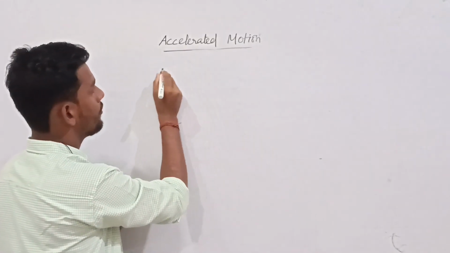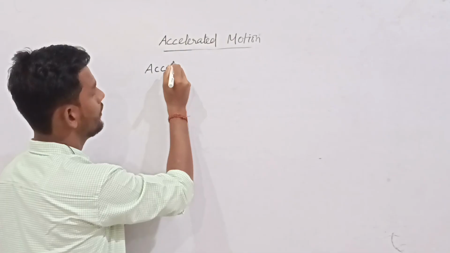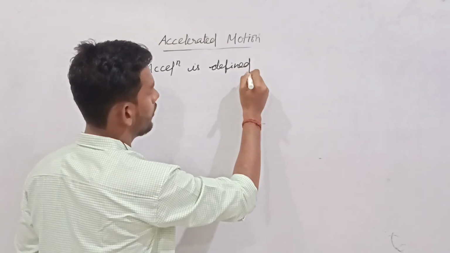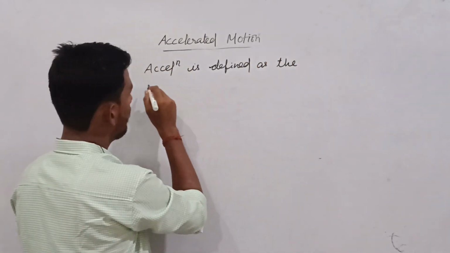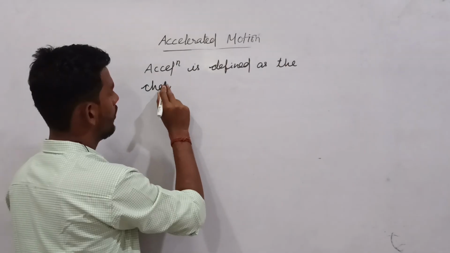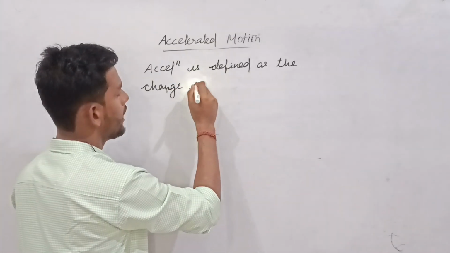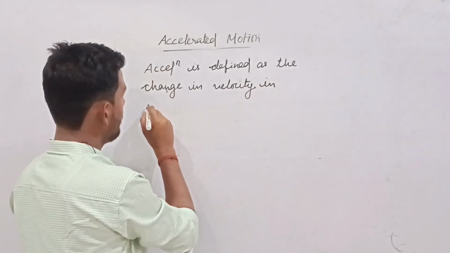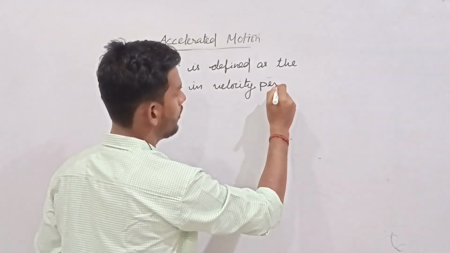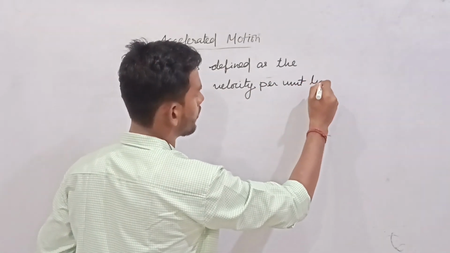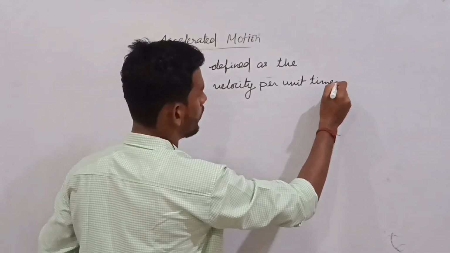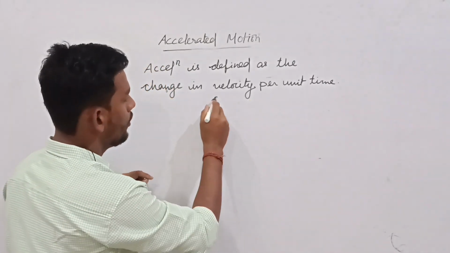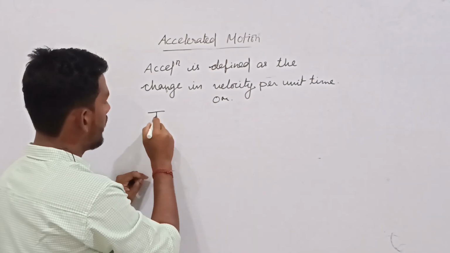So basically, how can you define acceleration? Acceleration is defined as the change in velocity per unit time.